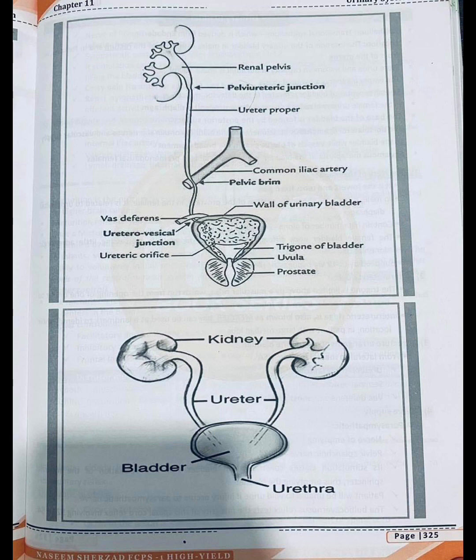But sometimes embryologically, a patient has a duplex system. Duplex means having two collecting systems in one kidney. Now it can be a partial duplex or it can be a complete duplex. In simple words, the patient will have two moieties, meaning one kidney will have two moieties, an upper moiety and a lower moiety.